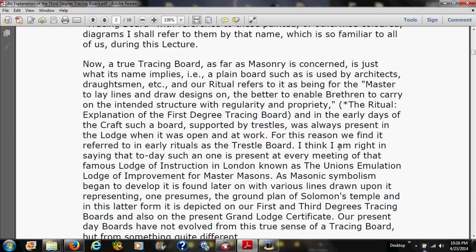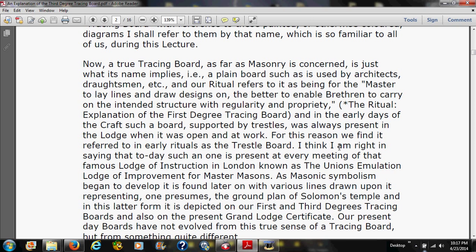In the early days of the craft, such a board supported by trestles was always present in the lodge when it was open and at work. For this reason, we find it referred to in early rituals as the trestle board. I think I am right in saying that today such a one is present at every meeting of the famous Lodge of Instruction in London, known as the Emulation Lodge of Improvement for Master Masons.